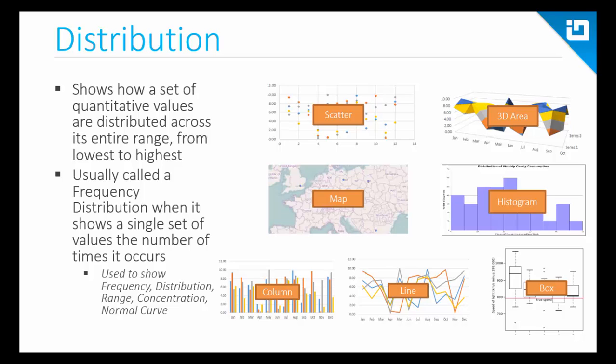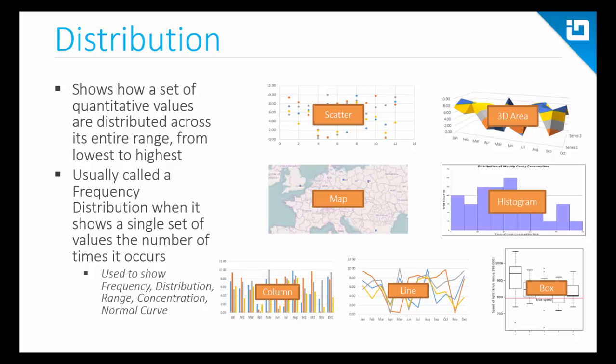Distribution shows how a set of quantitative values are distributed across its entire range from lowest to highest. Usually called a frequency distribution when it shows a single set of values, the number of times it occurs. So frequency of distribution is showing frequency, distribution range, concentration, or normal curve.